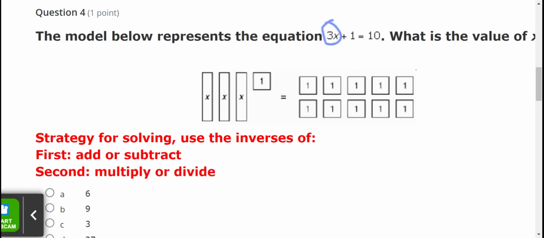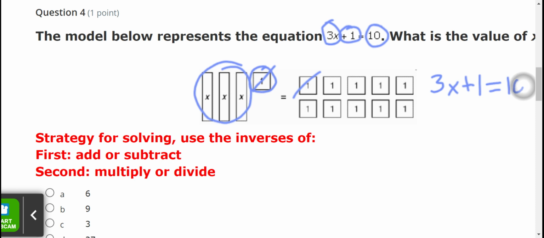3x. There's 3 long algebra tiles that represent x plus 1. And then we have 10 over here. So on the left side, we can start solving by taking away 1 from each side. And we get over to the math process here of using inverses. I'm going to do the flow down here.